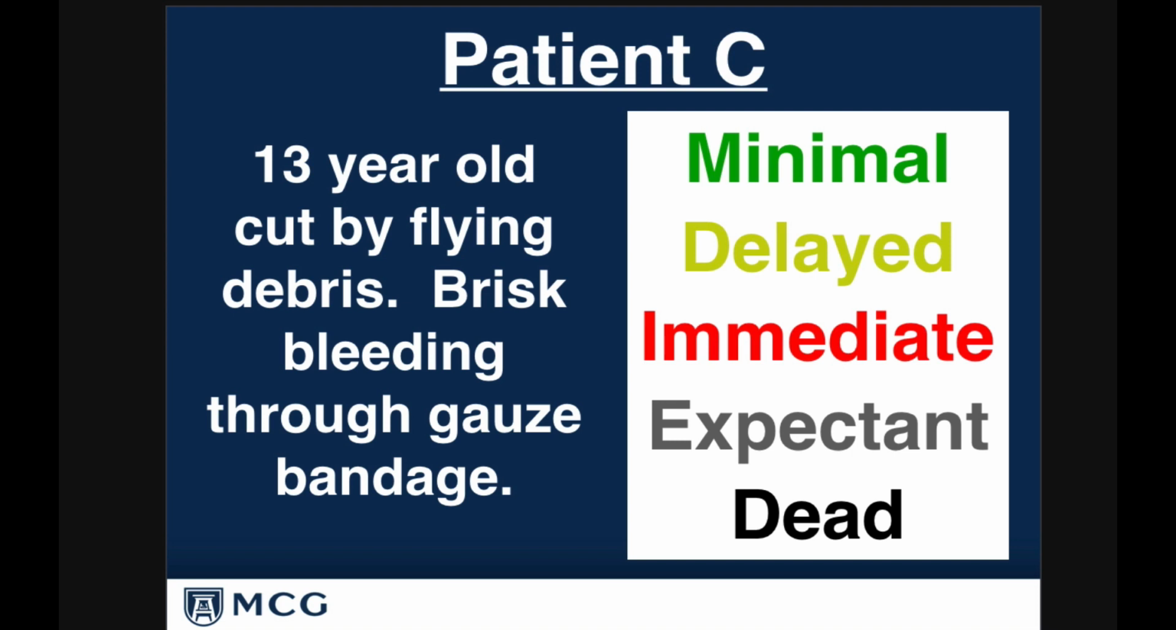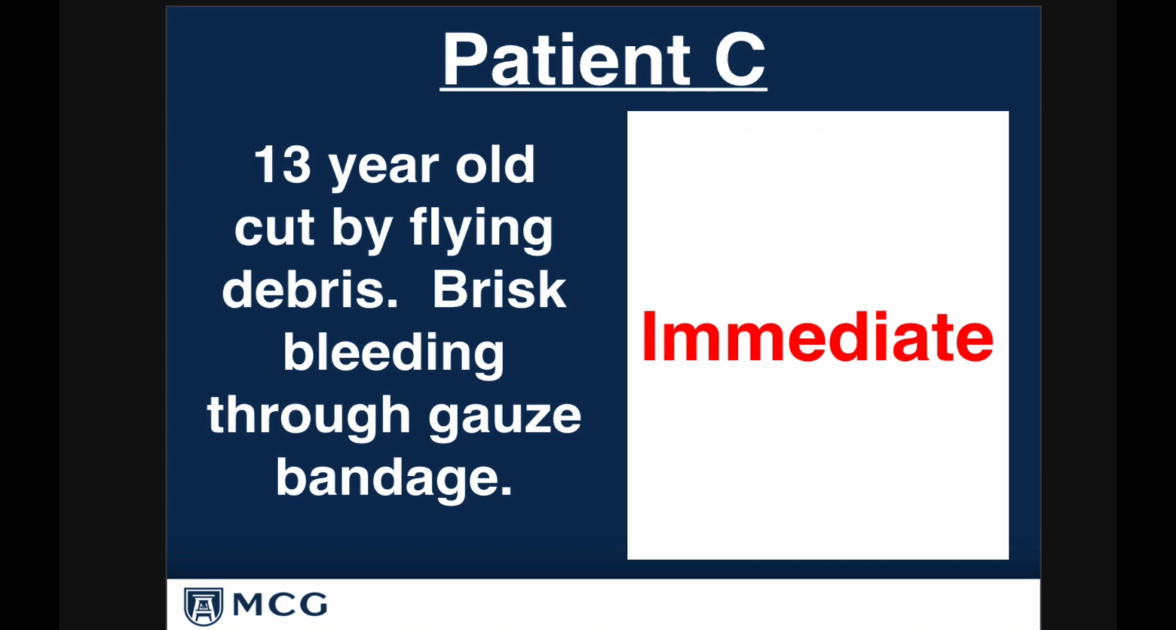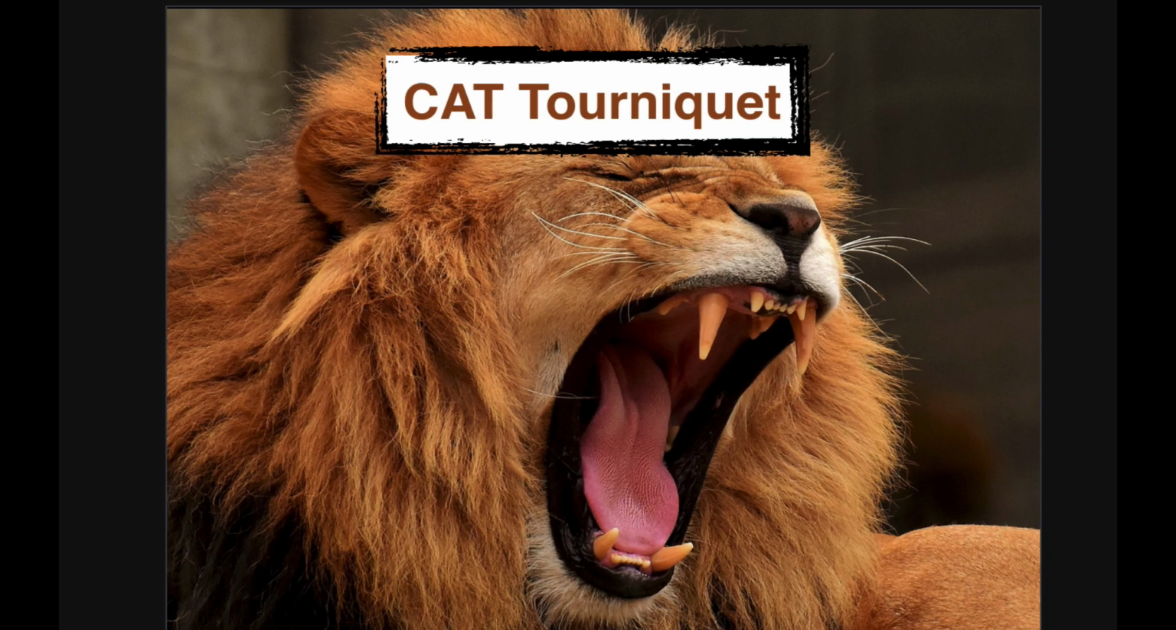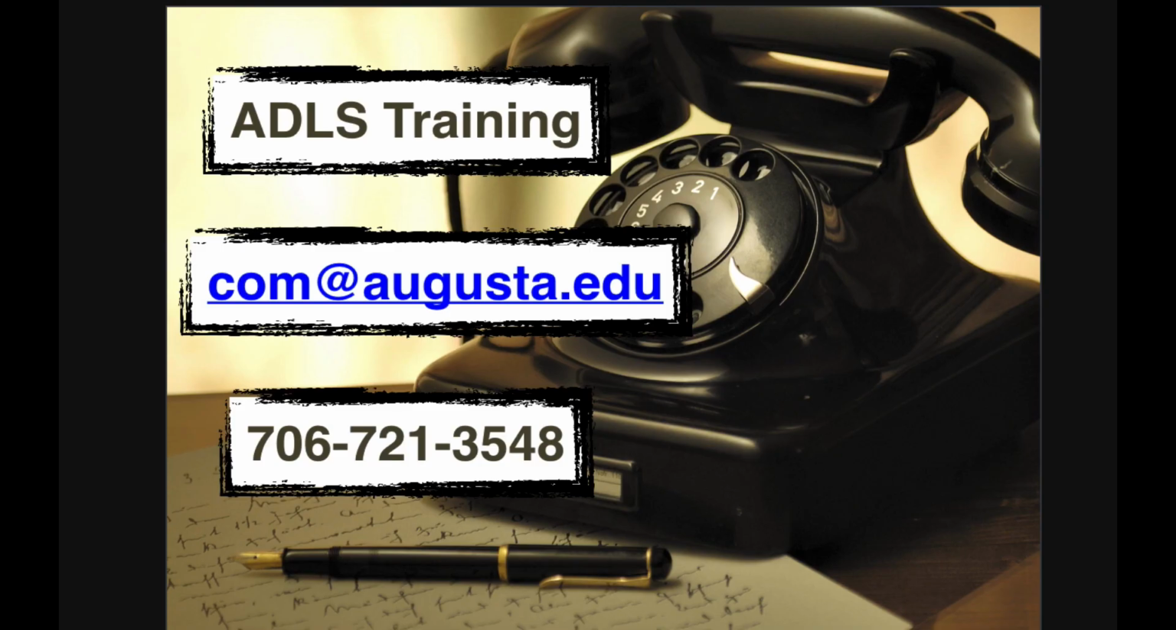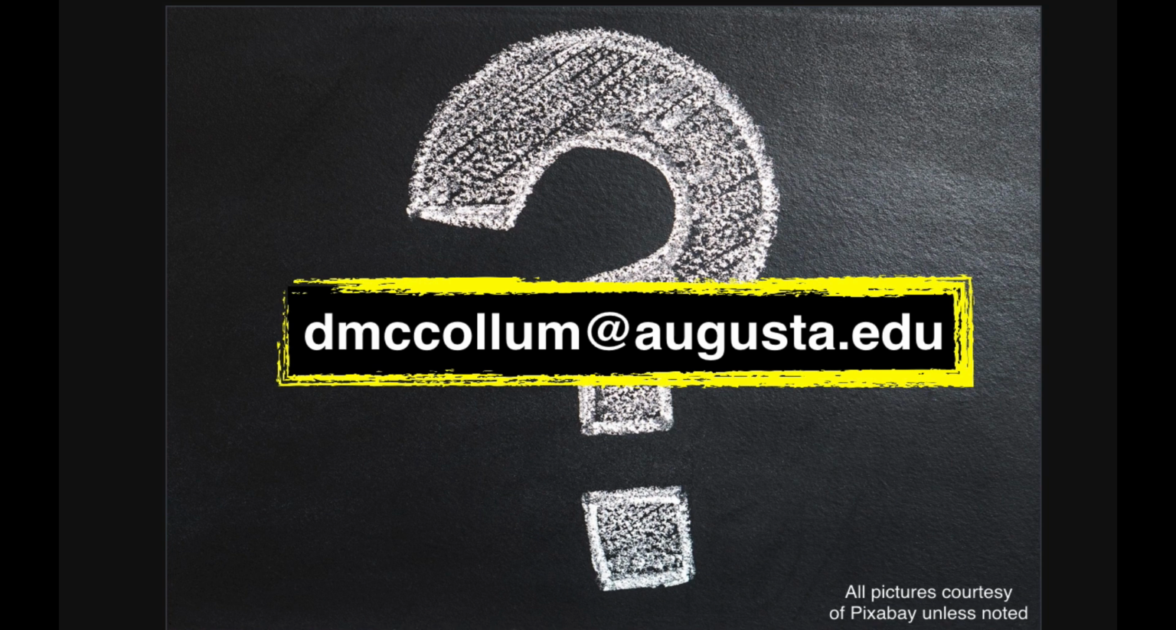And last but not least, you got a 13-year-old cut by debris, brisk bleeding through a gauze bandage. Immediate, right? So again, that CAT tourniquet. So remember, if you haven't already done so, why have you not bought a tourniquet? I cannot emphasize enough, you should have one, probably 2 of these in the trunk of your car, or else you're a terrible human being. So remember, refresh yourself on some of the stuff that we've already had for ADLS. Do we have any questions at all?